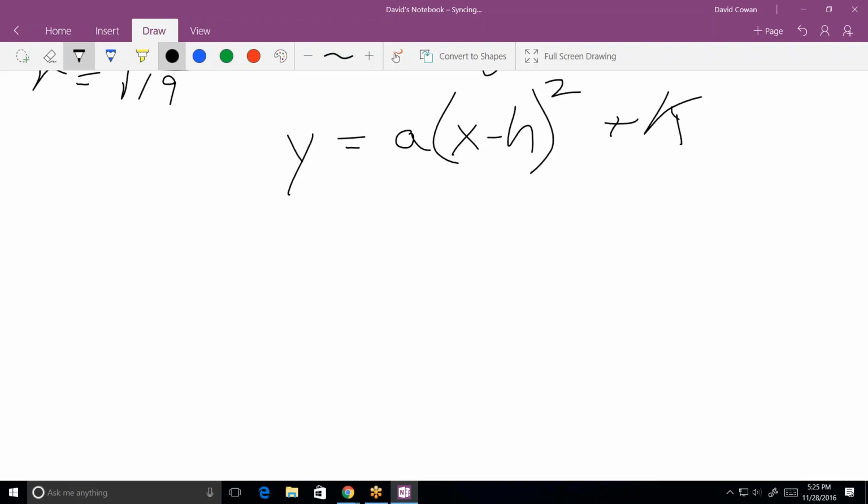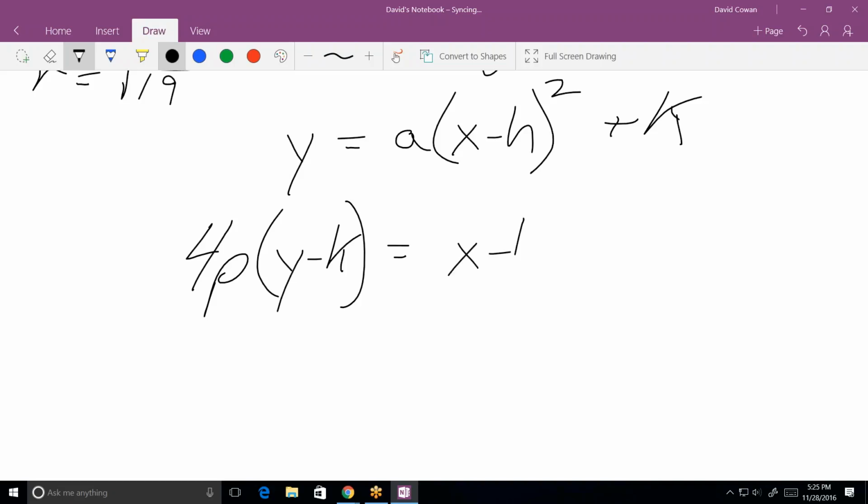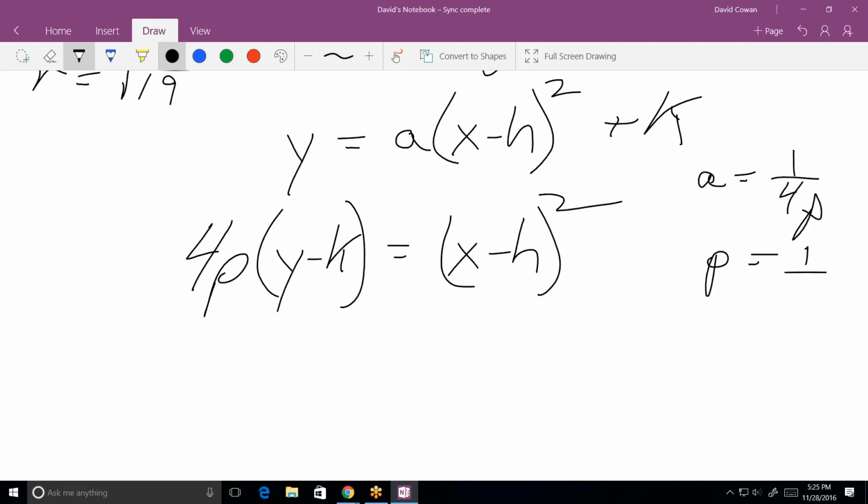I'm not sure how your school is going to handle parabolas because various school systems handle it differently. Some school systems will give you this as the standard form for your parabola when you're talking conic sections. And it's worth noting that these two are the same, and the thing that connects them is A is equal to 1 over 4P, or P is equal to 1 over 4A. They both mean the same thing.